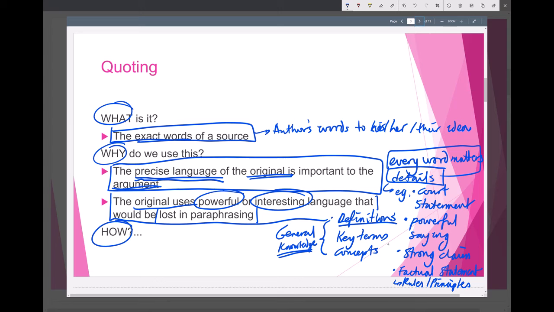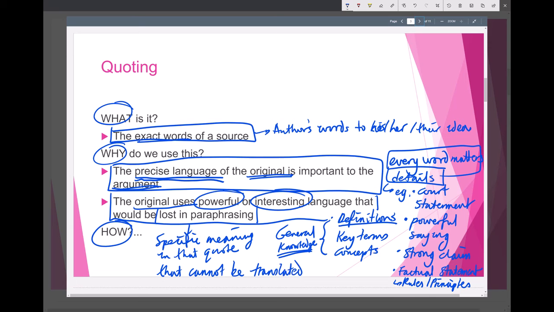What this means is there's specific meaning in that quote. We'll show you in some examples in that quote, singular, that cannot be, let's say, translated or paraphrased.